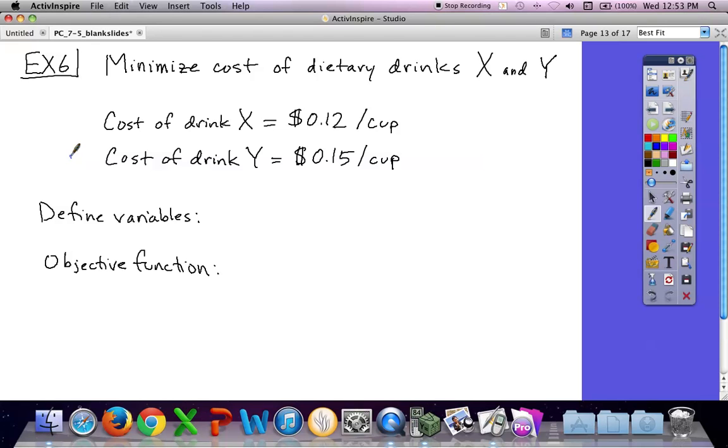Right? What should we define? How should we define our variables then? X will be... say again? What does X represent? What are we trying to decide here? No, we know this cost. We're trying to decide how many cups of each we are going to use, right? That's what we don't know. So again, what does X represent? The number of cups of drink X.